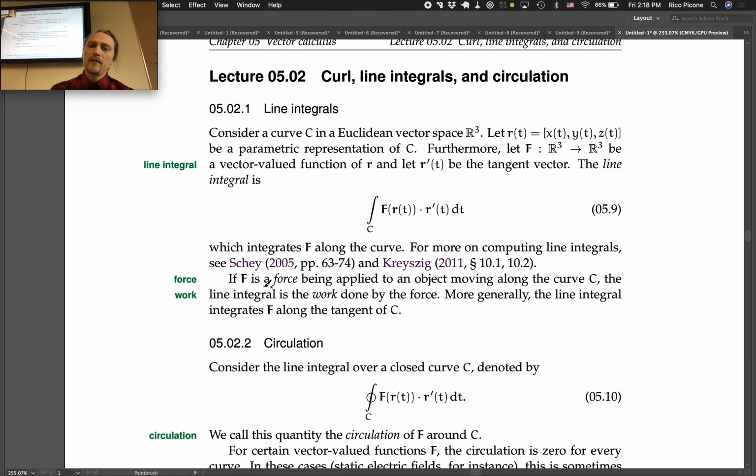If f, the function we're integrating along the curve, is a force being applied to an object moving along the curve, the line integral is the work done by the force. More generally, the line integral integrates f along the tangent of C. Okay? That's the good old-fashioned line integral.